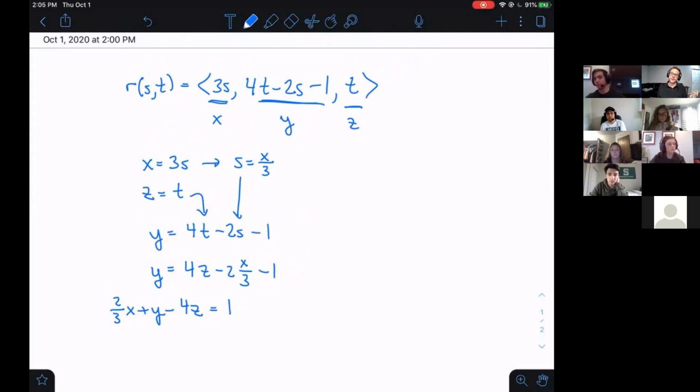Because when you have squares, then you get something that's a little bit more exciting. It's going to be more akin to one of these quadric surfaces from 12.6. But without the squares or anything, it's just a plane.